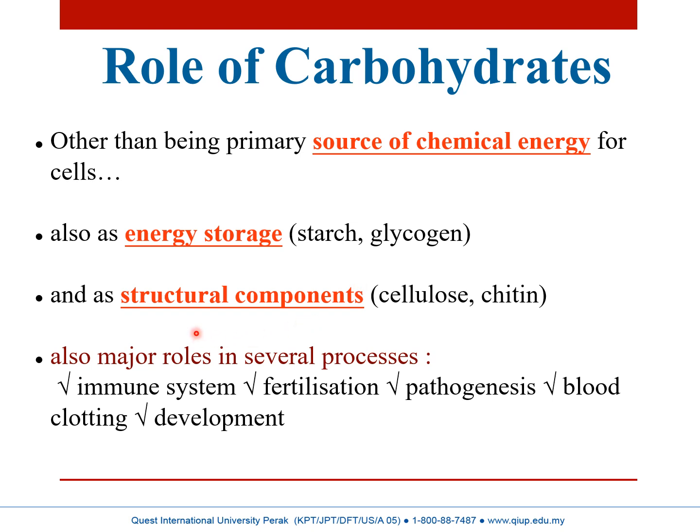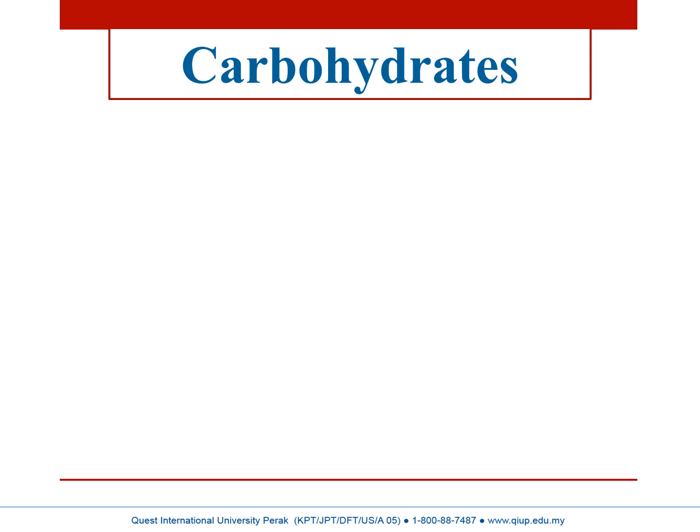In terms of structural components, there is cellulose, the woody plants, which cannot be digested and used by humans, but can nevertheless be used as building parts, for instance in building houses. Chitin is found in the exoskeleton or body of insects, and chitin is a modified polymer of glucose. Other roles have also been highlighted here.